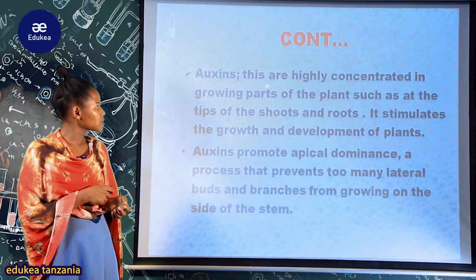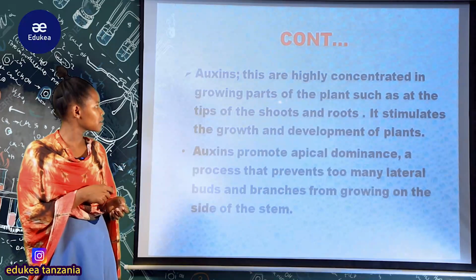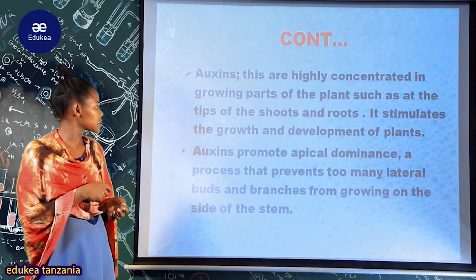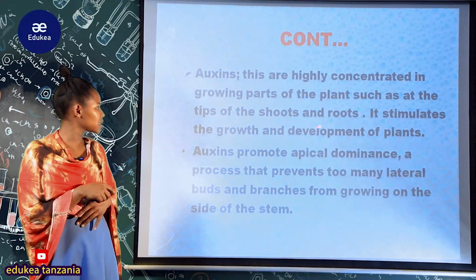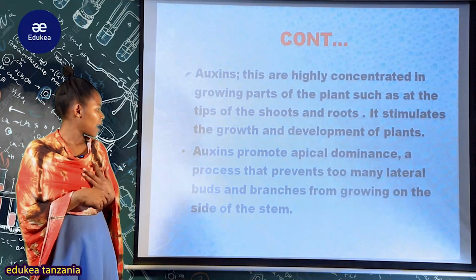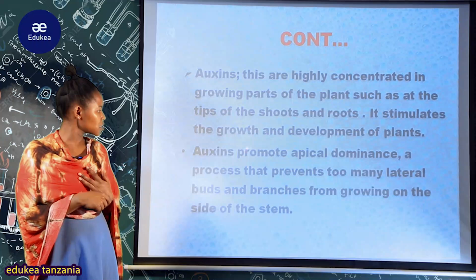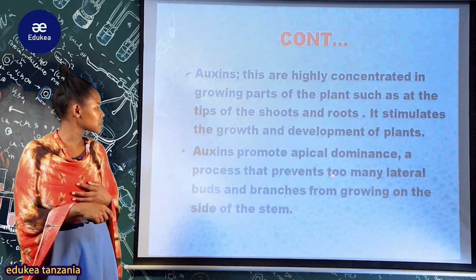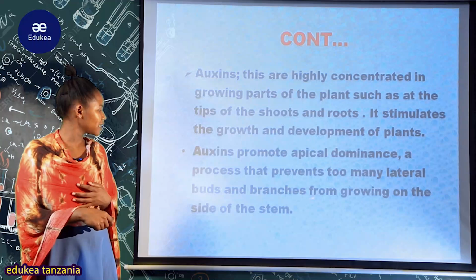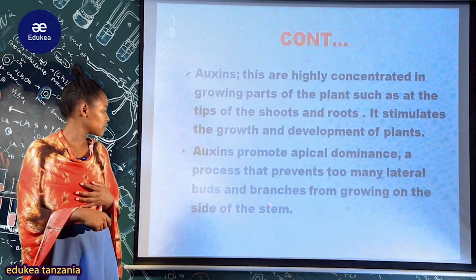Auxin hormone, these are highly concentrated in growing parts of the plant such as at the tips of the shoots and the roots. Also, it stimulates the growth and development of plants. Also, we have to note that auxin promotes apical dominance, a process that prevents too many lateral buds and branches from growing on the side of the stem.